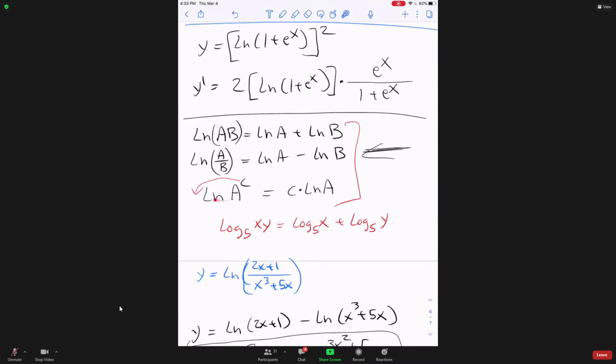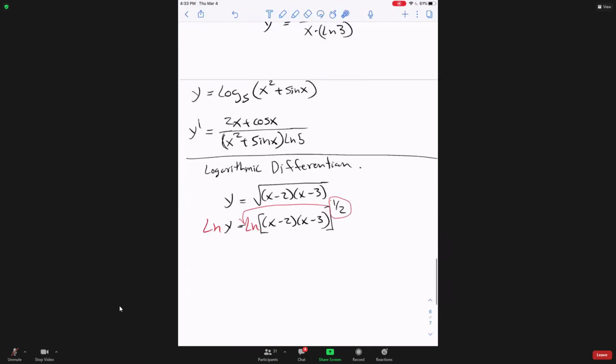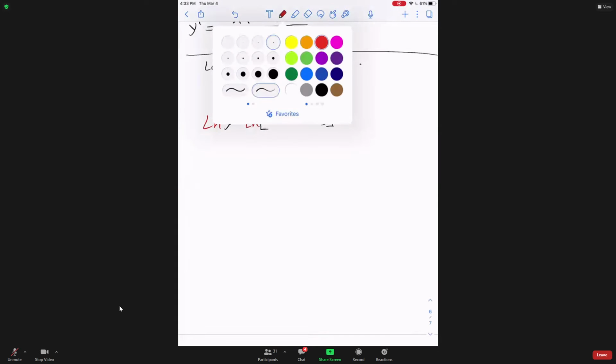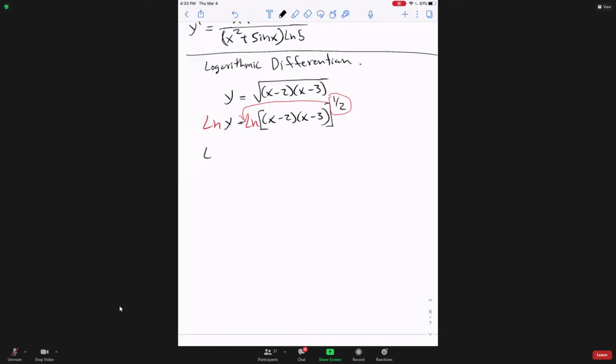Notice this one right here, when you have natural log of a to the c power, you can bring the c downstairs, right, like that. So that's what I did here. So now we got natural log of y is equal to 1/2 times the natural log of (x minus 2) times (x minus 3).